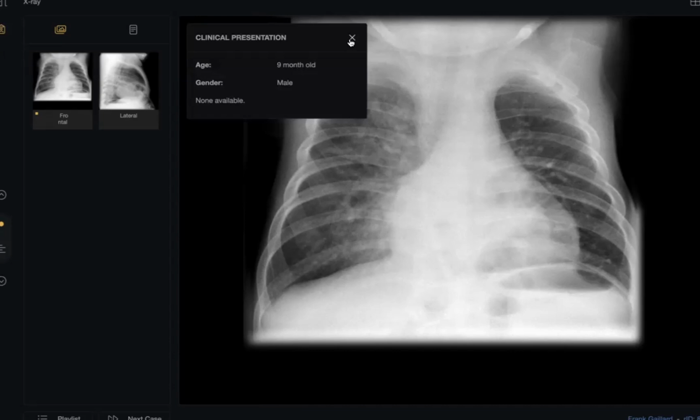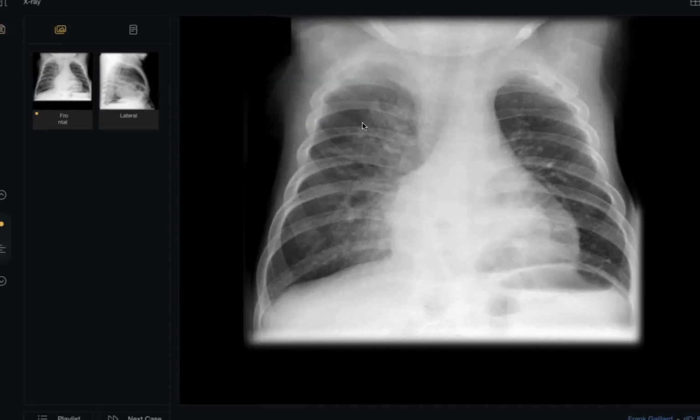This is a 9 months old male patient presented with dyspnea. Go on.